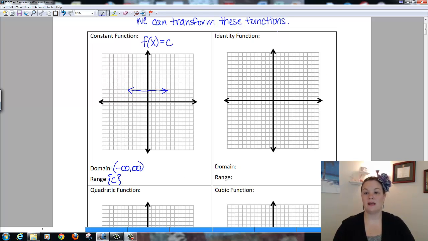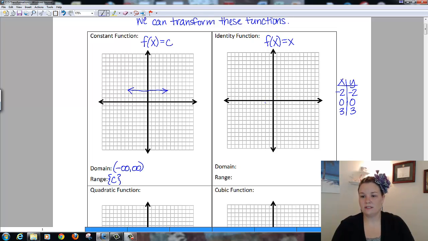Okay. The identity function looks like f of x equals x. Okay. So whatever I put in, I get out. So if I wanted to make an xy table, and you don't have to do this, but I just want to show you. If I plug in -2, I'm going to get out -2. If I plug in 0, I'm going to get out 0. If I plug in 3, I'm going to get out 3. Okay, whatever I plug in, I get out. That's why we call it the identity function.